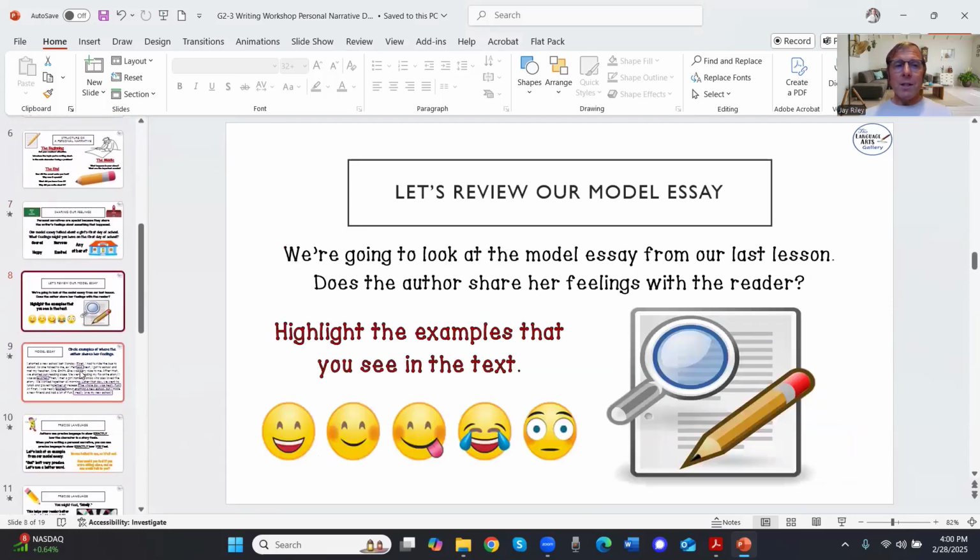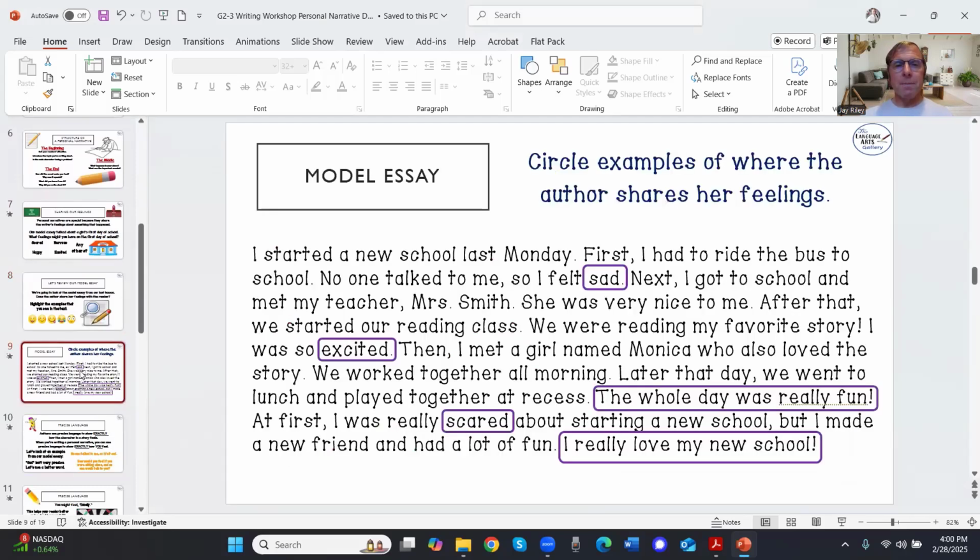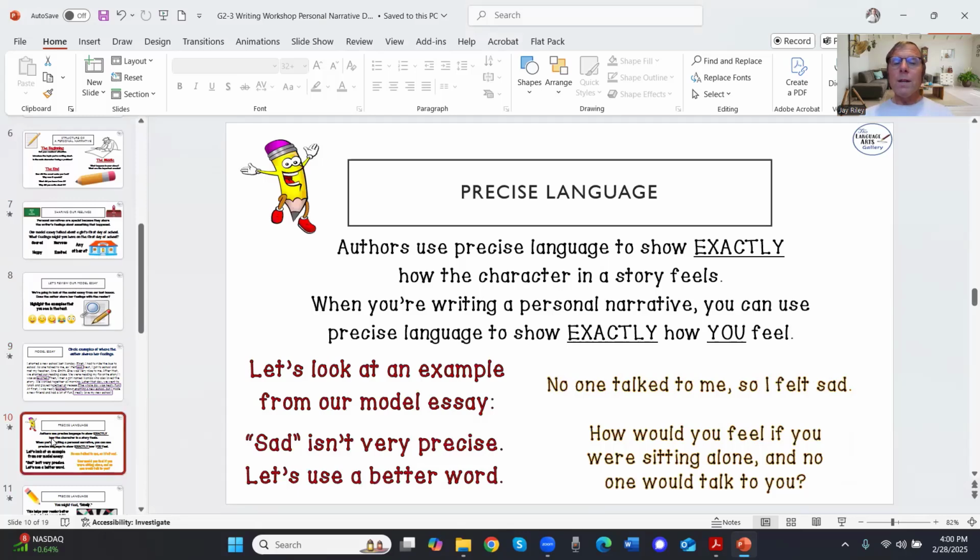But we want to take a look at how we can use more precise language to show our audience how we're feeling. So here we've got some of those words: sad, excited, scared. It was a really fun day. I love my school. But we want to talk about exactly how we felt. And when we say I felt sad, okay, I understand how that person's feeling, but I want to know, why were you sad? What made you sad? Give me a little bit more information, a little bit more detail. So we want to use a precise word to describe that.